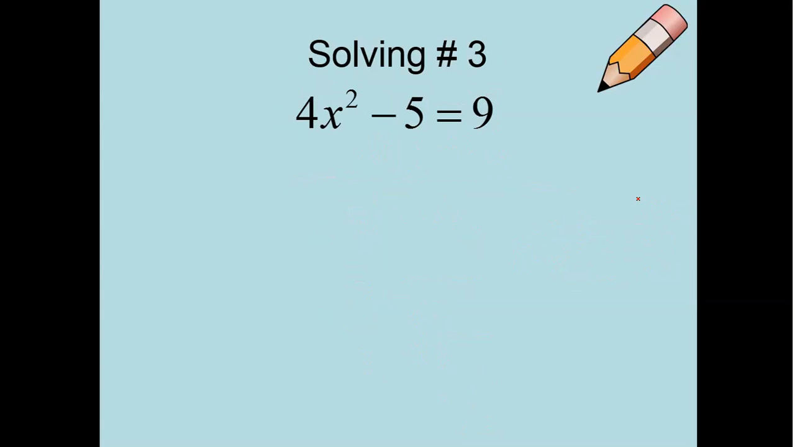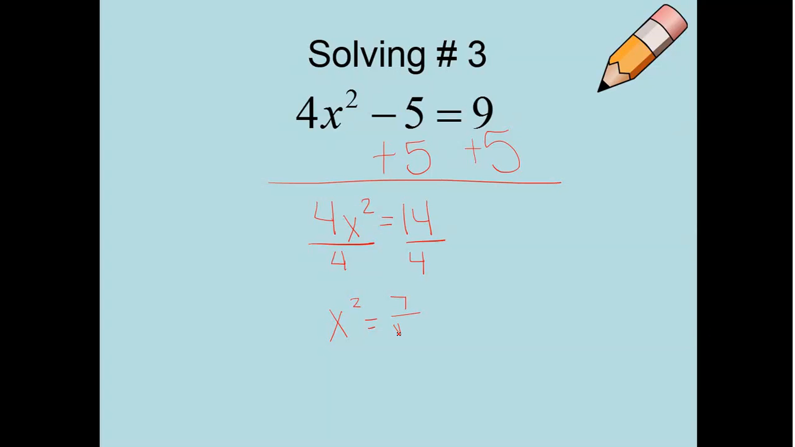Let's try a third one. 4x squared minus 5 equals 9. Start solving. So we're going to add 5. 9 plus 5, that's 14. Looks like we got to divide by 4. Now, 14 divided by 4. Leave that so it looks nice, okay? So 14 over 4, I can simplify that down to 7 over 2, right?